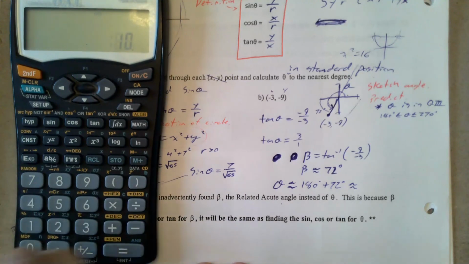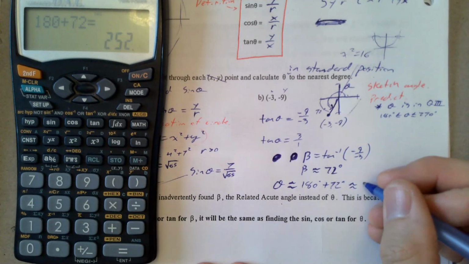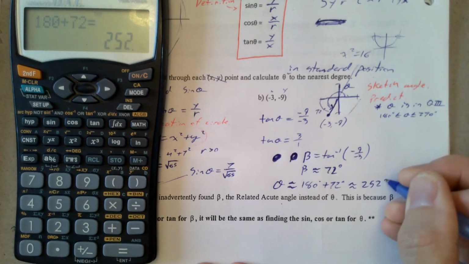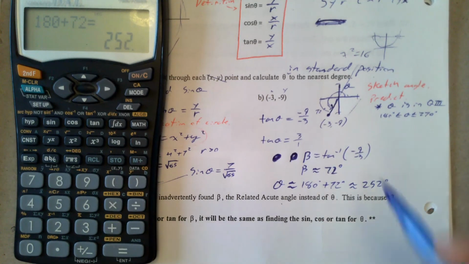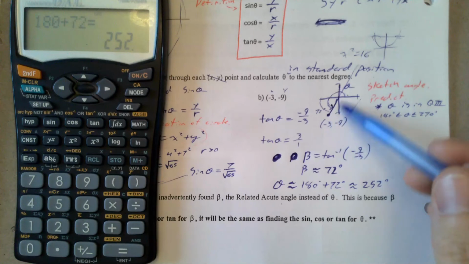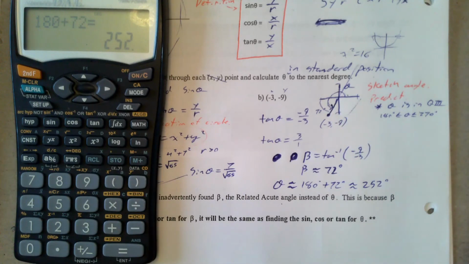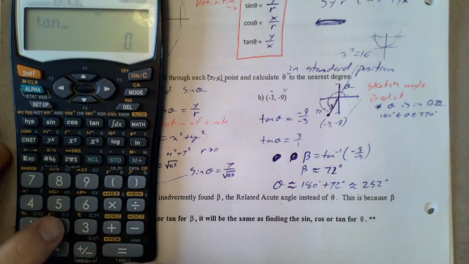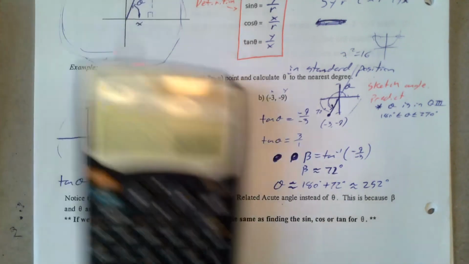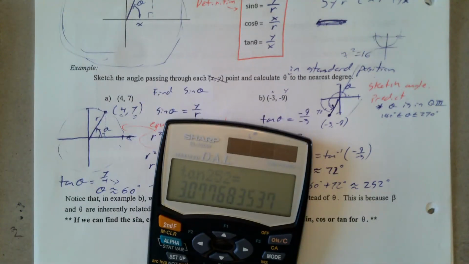It's very easy to just write down 72 degrees, especially if we come from a course where our calculator is always giving us the right answers. It's also very easy to see that 72 degrees is not the angle that we're looking for. If I take the tangent of 252 degrees, the answer is very close to 3. It's not exact because I have rounded off when I approximated the related acute angle.